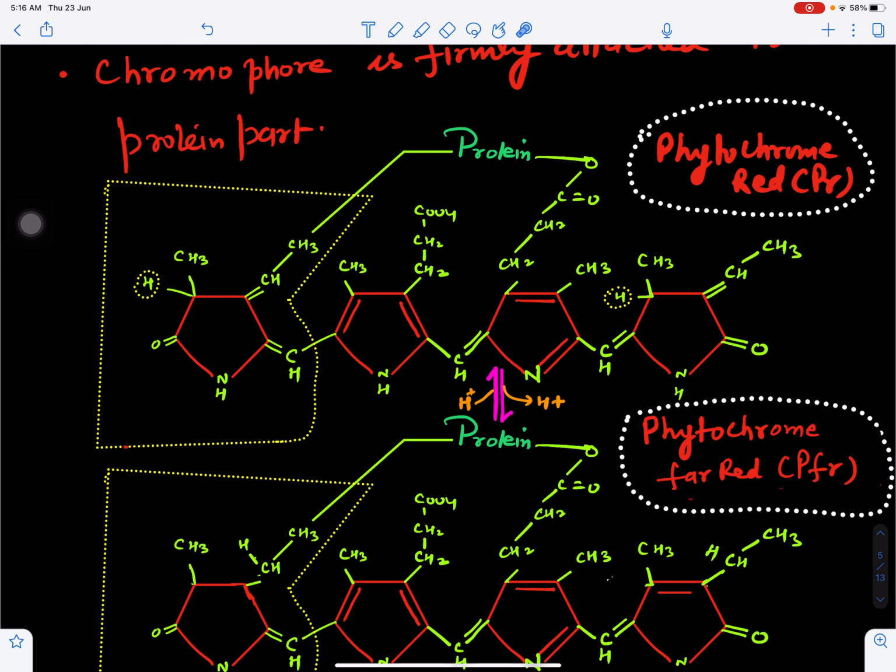Chromophore is firmly attached to the protein. We can see here, this is 1, this is 2, this is 3, and this is 4. These are 4 rings, and these are called tetrapyrrole. 1 pyrrole, 2, 3, and 4, tetrapyrrole. Because this is not in a cyclic form, this is non-cyclized, and this is complexed with the protein, so this is phytochrome red, right?